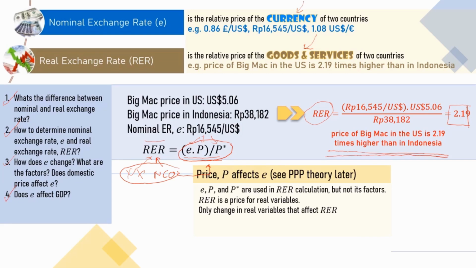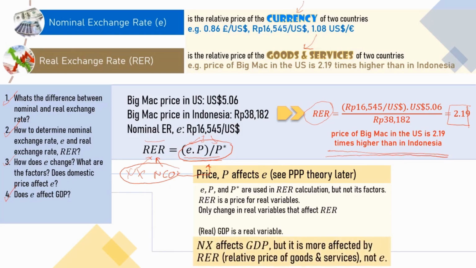Lastly, how about the impact of nominal exchange rate to GDP? We know that openness to trade gives us a new component in GDP, namely the net export. The net export, however, is affected by real exchange rate, the relative price of goods and services, not merely E or nominal exchange rate. Change in nominal exchange rate, as explained earlier, may not affect real exchange rate if the change just results from change in P per P star that's nothing to do with the international trade.